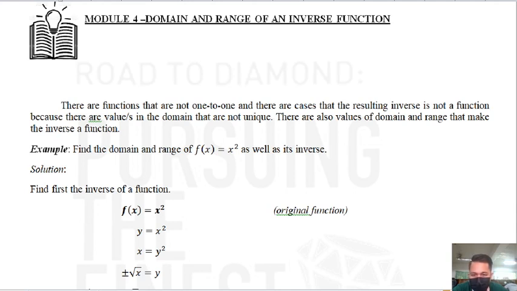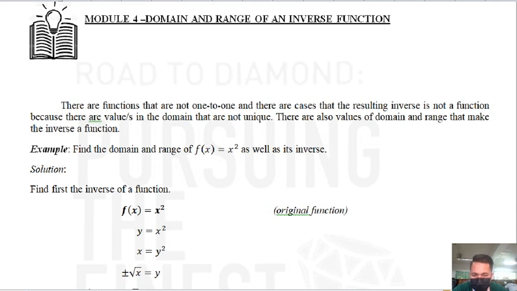Let us try if the given function is f of x is equal to x squared. So in order to find the domain and range of that function, you need to find first the inverse, definitely. So we have to get the inverse of f of x is equal to x squared. The first step is to change f of x into y. That's why we have now y is equal to x squared. And then we interchange the variables x and y, which will result in x is equal to y squared. And then you are going now to solve for y.